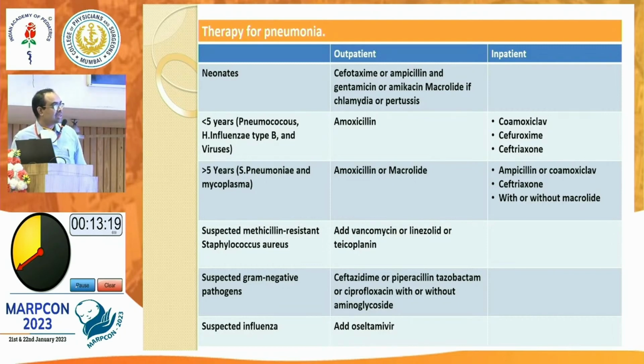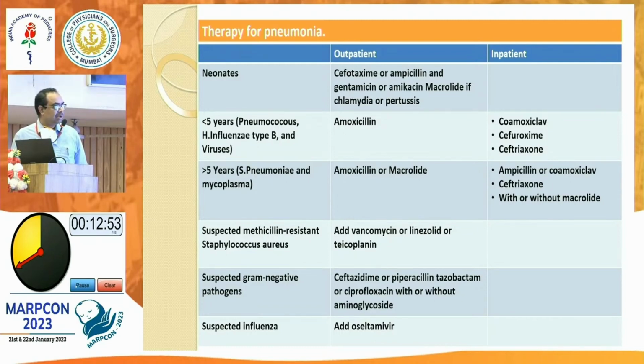Less than 5 years, the commonest organisms are pneumococcus, H influenzae and viruses. Drug of choice is still amoxicillin, co-amoxiclav, or ceftriaxone for inpatients. More than 5 years, again it's Streptococcus pneumoniae with or without mycoplasma. Amoxicillin is the drug of choice. If the child doesn't respond, shift on to a macrolide. If the child is very sick, you can add both.